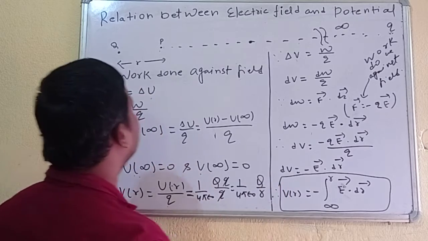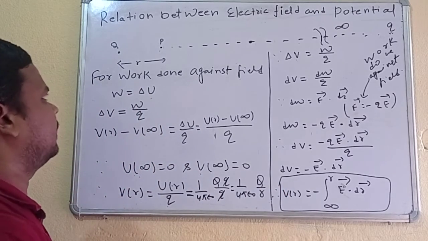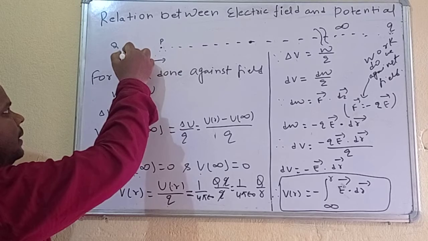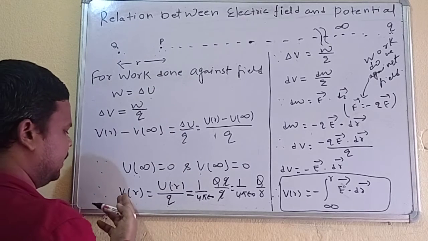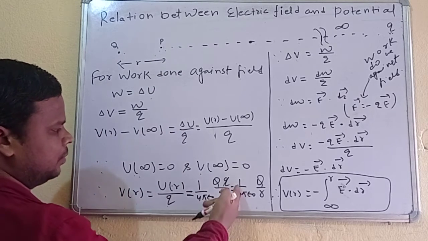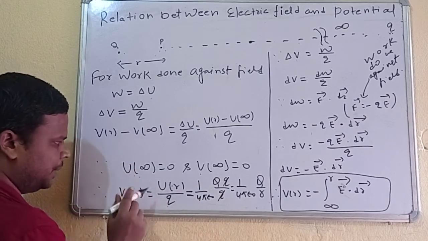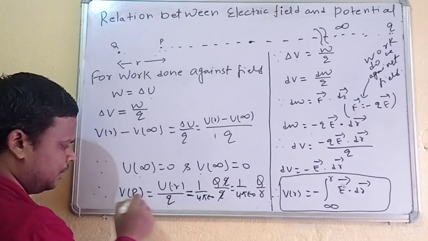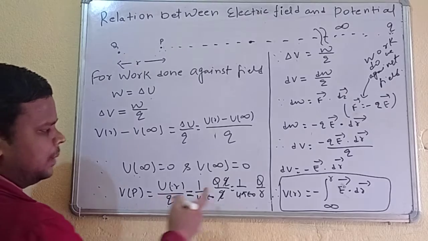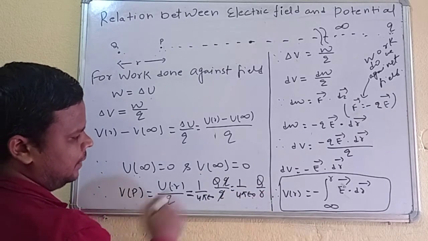So if we have to find the electric potential at a point P at distance R from a charge, one can write the potential easily: V at that point at that distance equals 1 by 4 pi epsilon naught Q by R. Better to write P, because we have to find the electric potential at P.